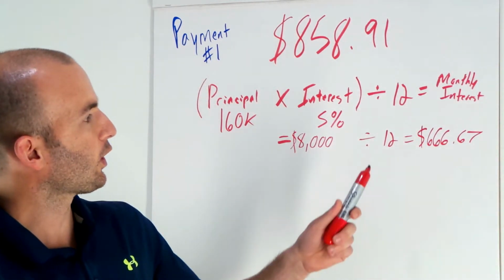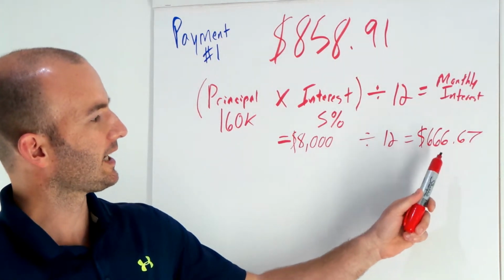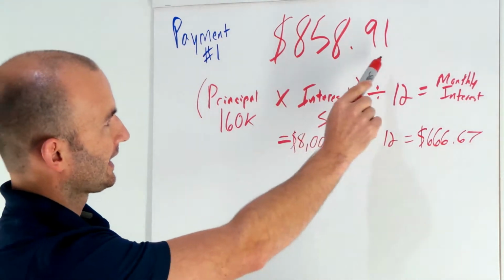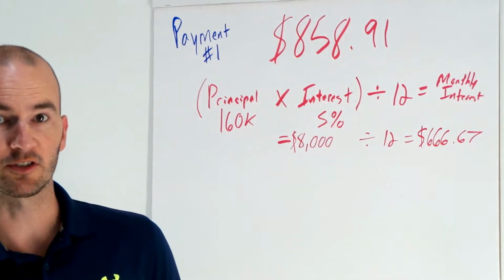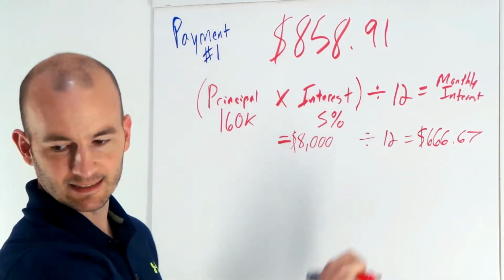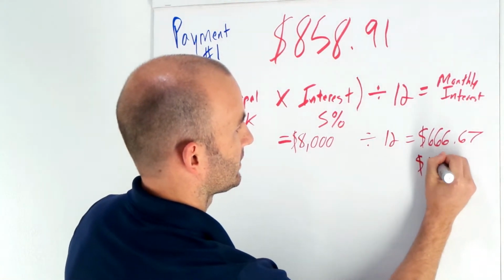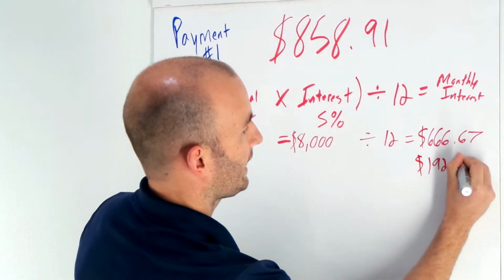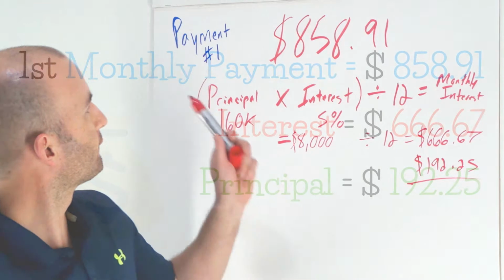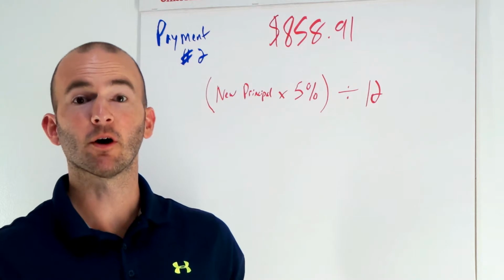$666.67, okay? So for the first month of our payment, the first payment we ever make, $666.67 of this $858 is going towards our interest, okay? This means that the difference between $858 and $666 is going to go towards our principal, and that amount is $192.25. All right, so first month payment, we paid $192.25 towards our principal, $666.67 towards our interest.